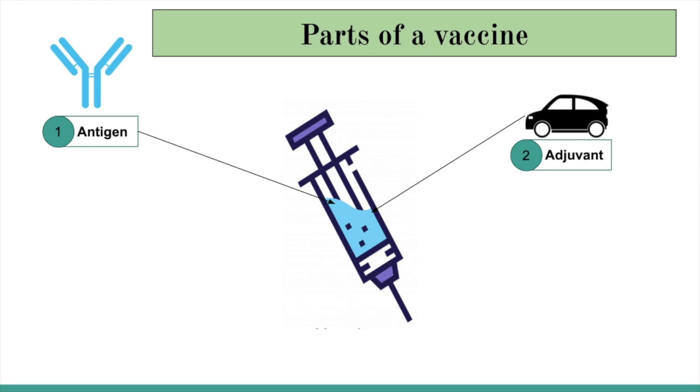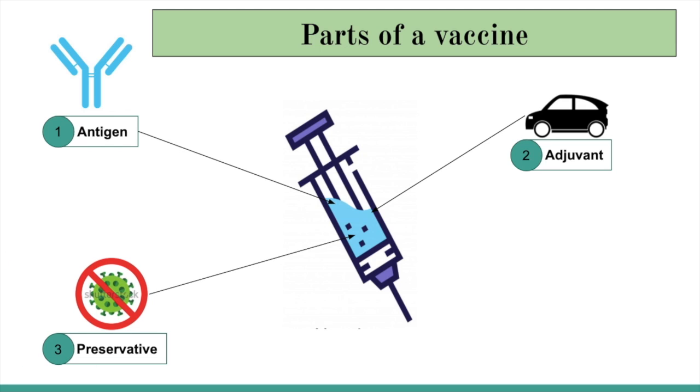The second one is the adjuvant. It is a substance used to enhance the immune response to a vaccine. One way that adjuvants improve the immune response is by keeping the antigen near the injection site so that it can be more easily accessed by cells of the immune system.